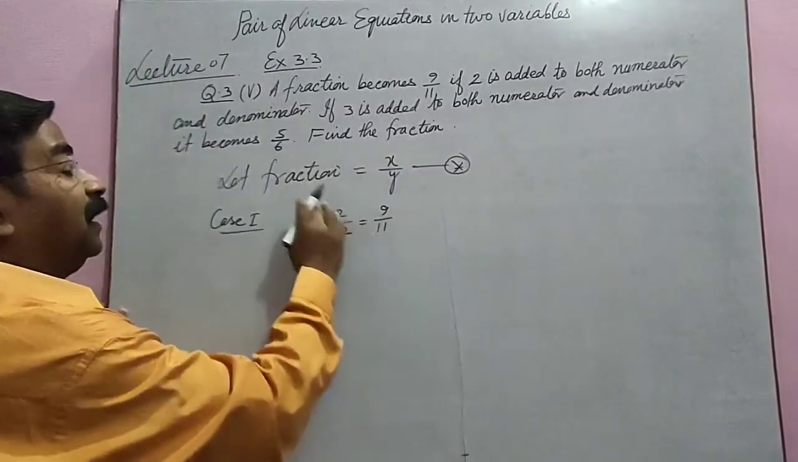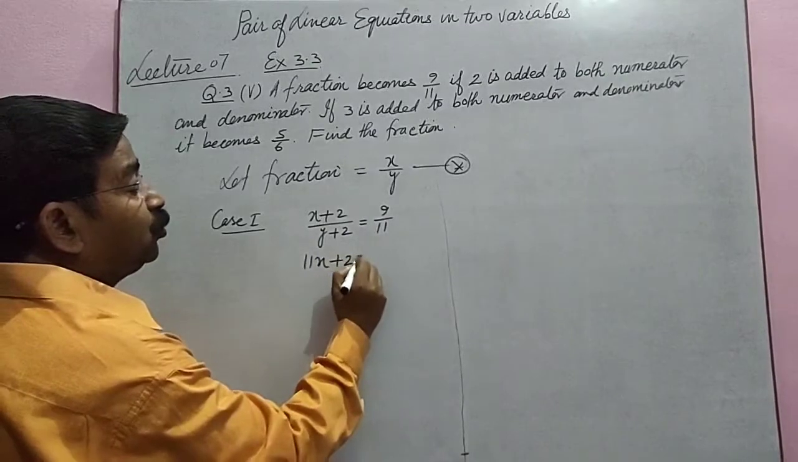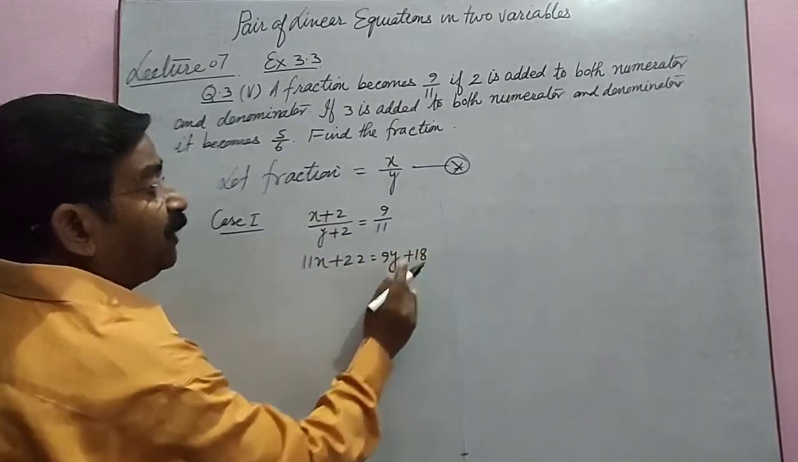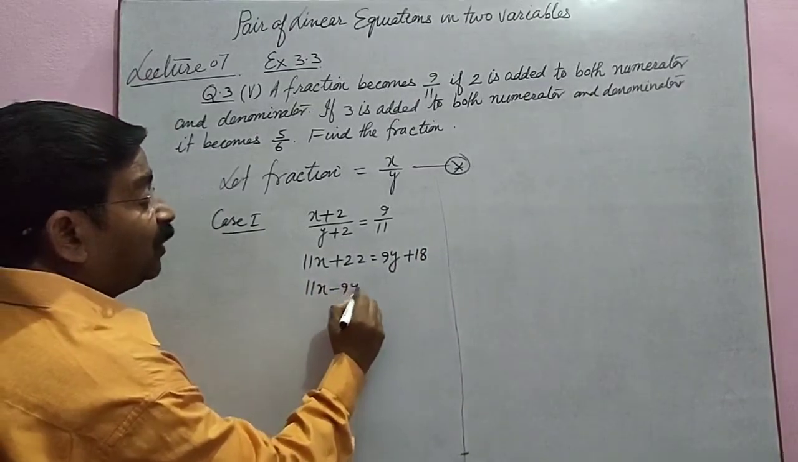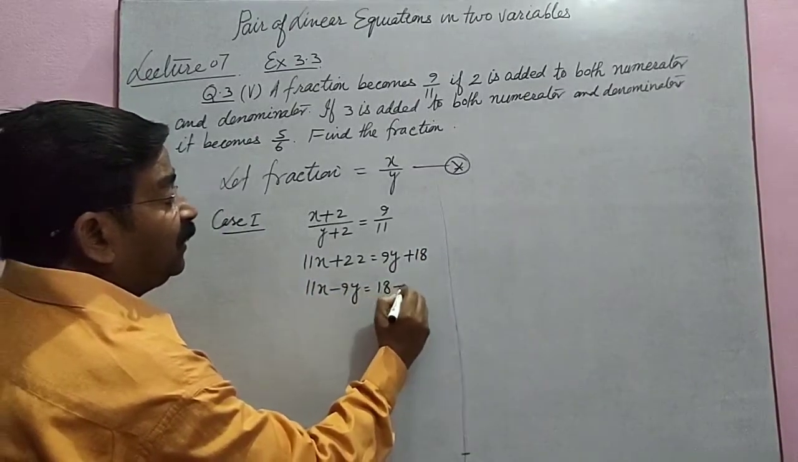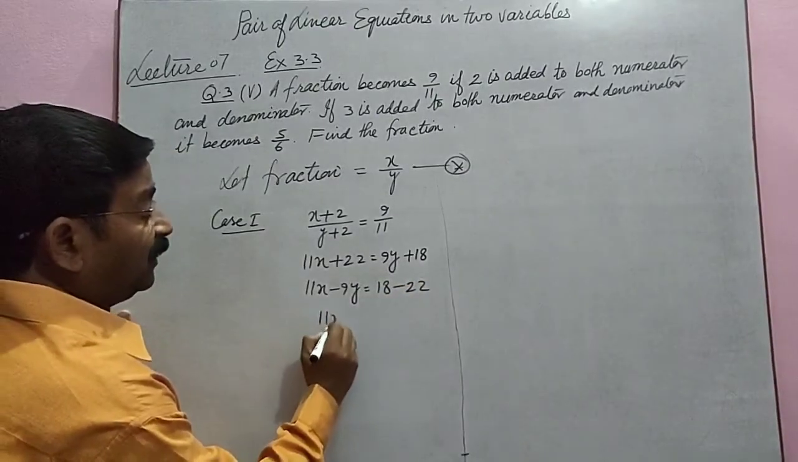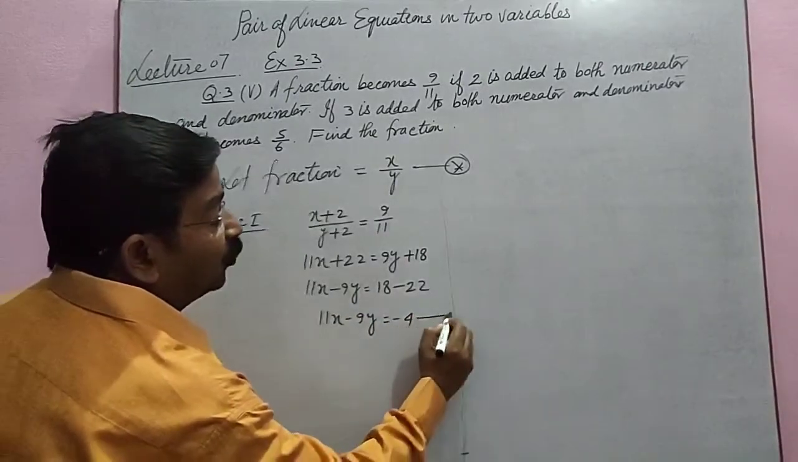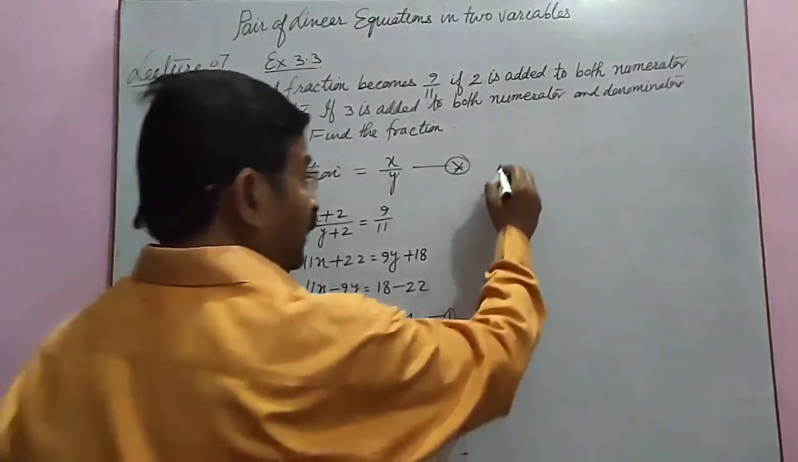Let us see. 11 into x, 11x plus 22 is equal to 9y plus 18. Bring this y this side. 11x minus 9y is equal to 18 minus 22. Now we have 11x minus 9y is equal to minus 4. Equation number 1. Now in second case.